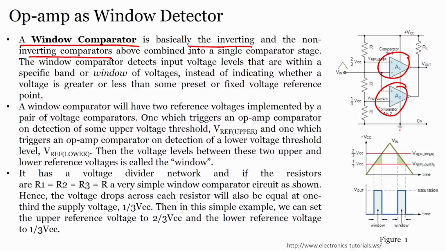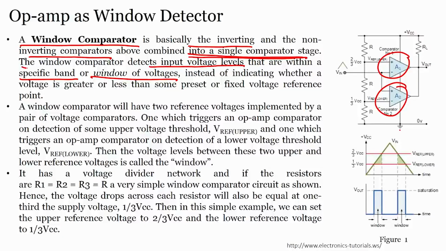Comparators combine into a single comparator stage; they are all integrated. The window comparator detects input voltage levels that are within a specific band or window of voltages. It will measure the voltage which is within the specific band. We will see how, instead of indicating whether a voltage is greater or less than some preset or fixed reference voltage point.